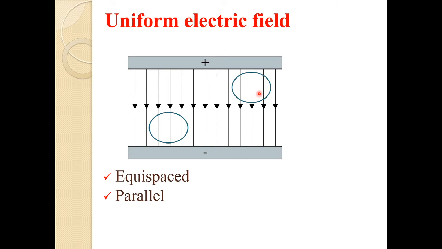Now here, the number of field lines enclosed in this area is the same as in this area. So we can say that the field strength in this place and this place is the same. I have selected only two places. It is like that in the area between the two charged metal plates. So you have to keep in mind the difference between the radial electric field and the uniform electric field.